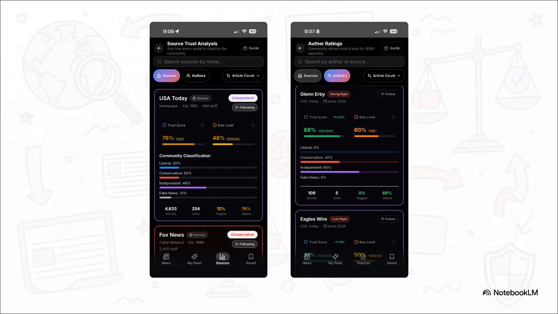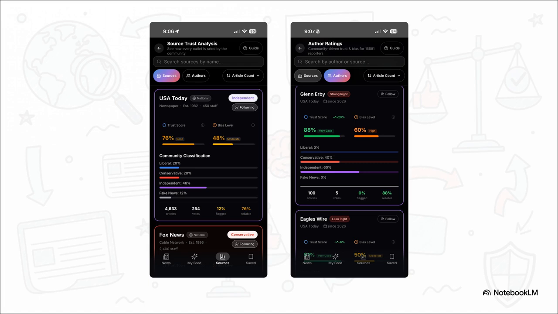So you might be wondering, what happens to all those individual article votes? Well, they aggregate upwards to create these incredibly transparent data profiles. And this is where the data gets fascinating. Look at this comparison. On the left, USA Today, as a broader publication, is overwhelmingly rated independent by the community, represented by that really large purple bar. But look at the right side. One of their specific authors, Glenn Irby, is rated strong right.